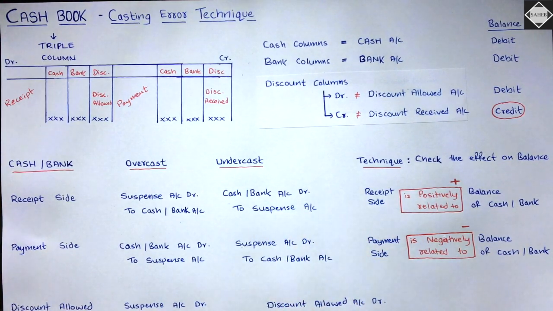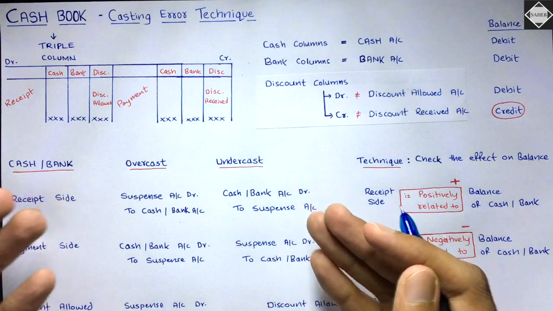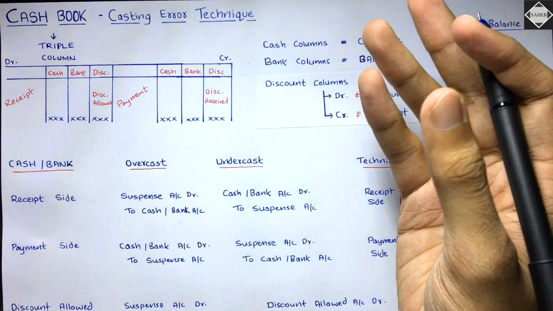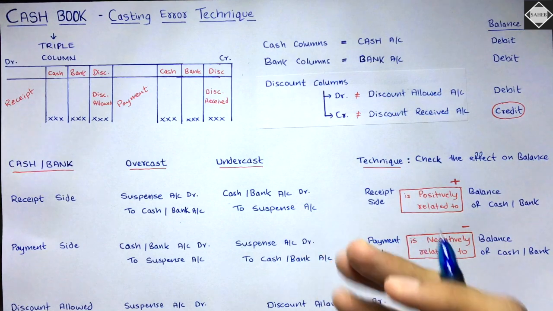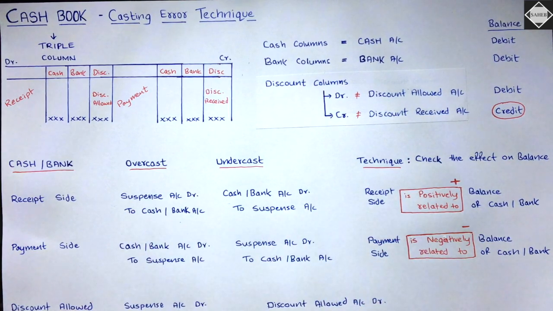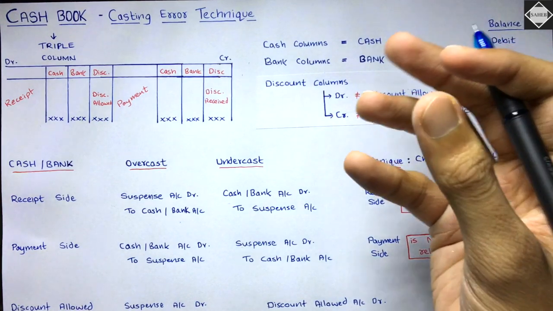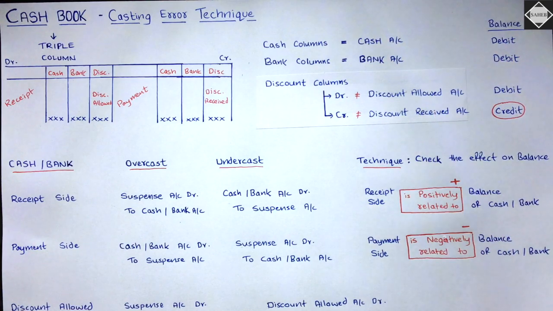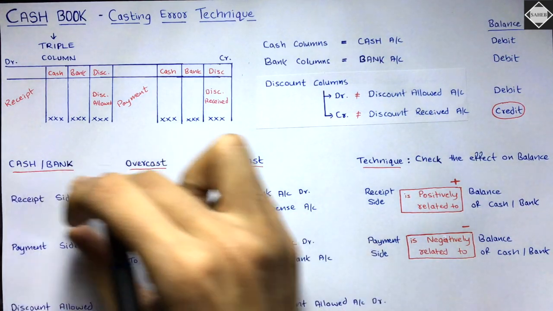Because you all know, in a casting error, these are one-sided. There will be a difference in the trial balance, and that you have to rectify. That is why the suspense account is coming into the picture over here. I have explained that to you earlier in the first video also, and just now also, that we have to make use of the suspense account and clear the suspense account. Right? So you understood this receipt side.